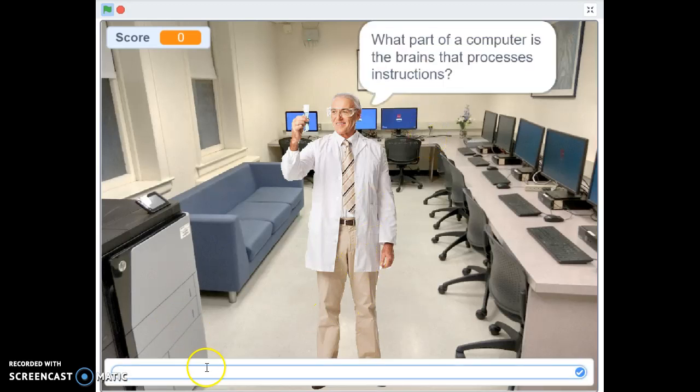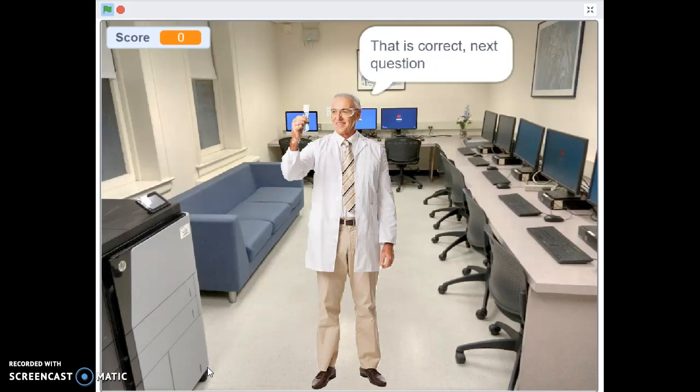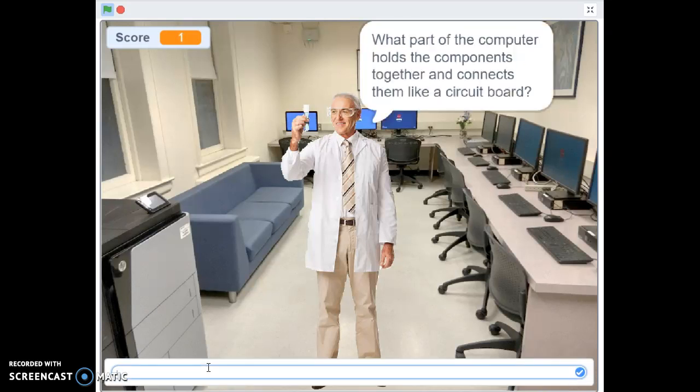He asks 6 questions about computer parts. If you answer correctly, it will ask you the next question, you get a point. If you answer incorrectly, you can answer the question again, and you can always win the game. Next question.